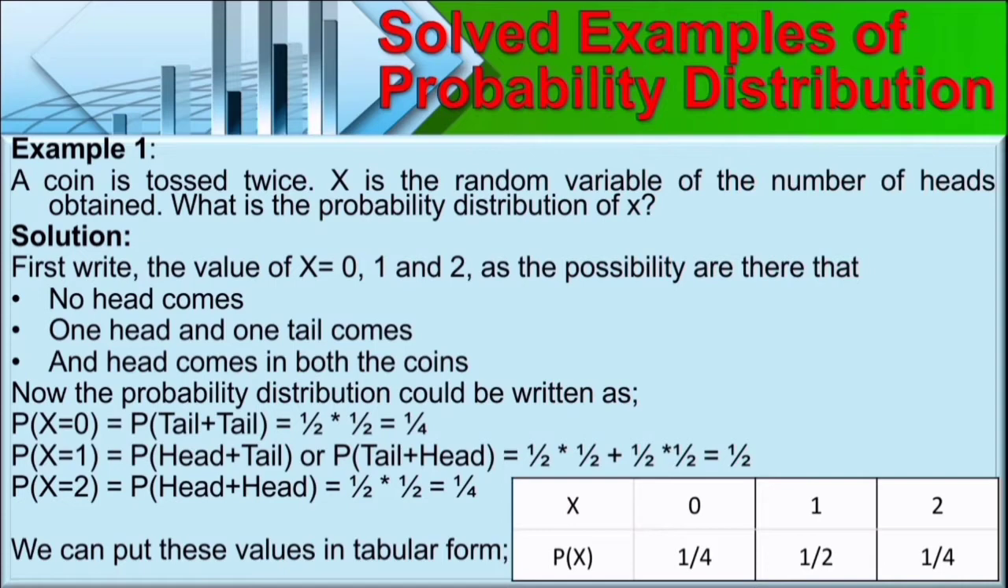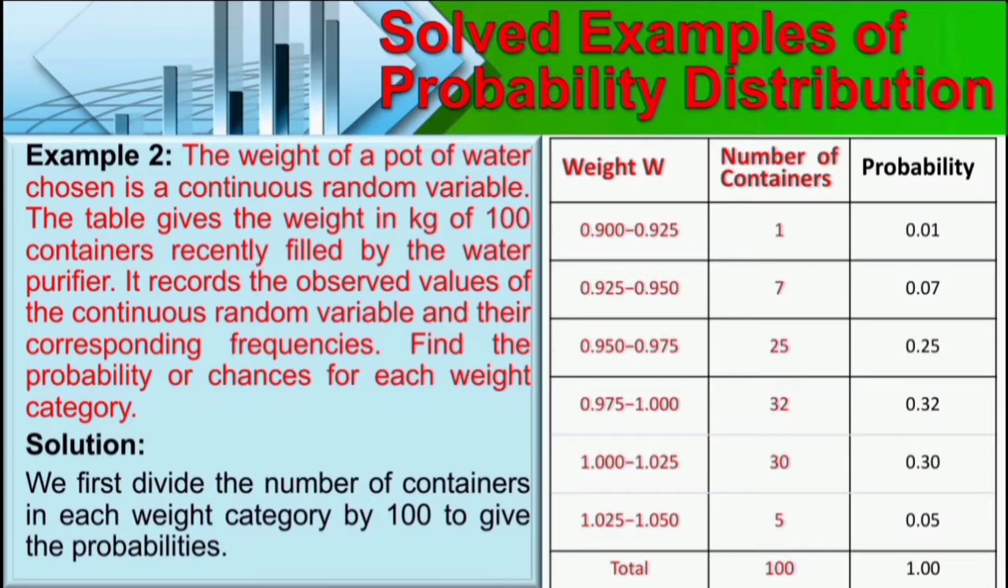We can put these values in tabular form. Solved example of probability distribution. Example 2. The weight of a pot of water chosen is a continuous random variable. The table gives the weight in kg of 100 containers recently filled by the water purifier. It records the observed values of the continuous random variable and their corresponding frequencies. Find the probability or chances for each weight category. Solution. We first divide the number of containers in each weight category by 100 to give the possibilities, which are shown in the table below, according to their frequency range.